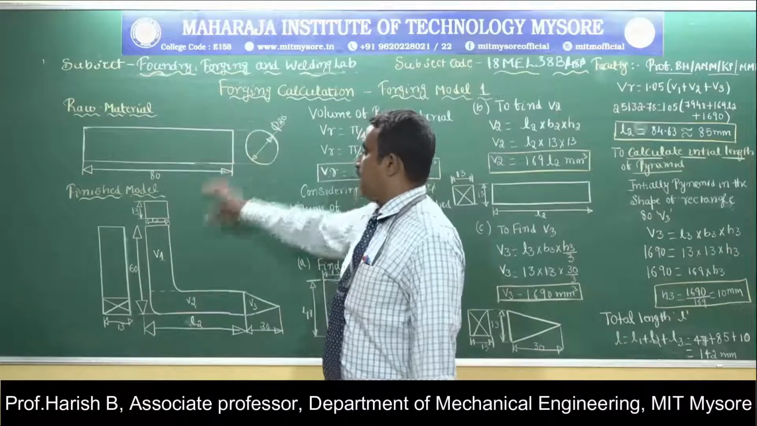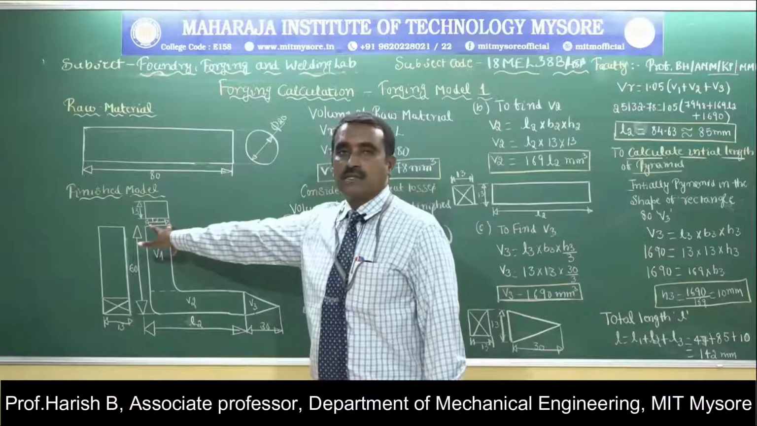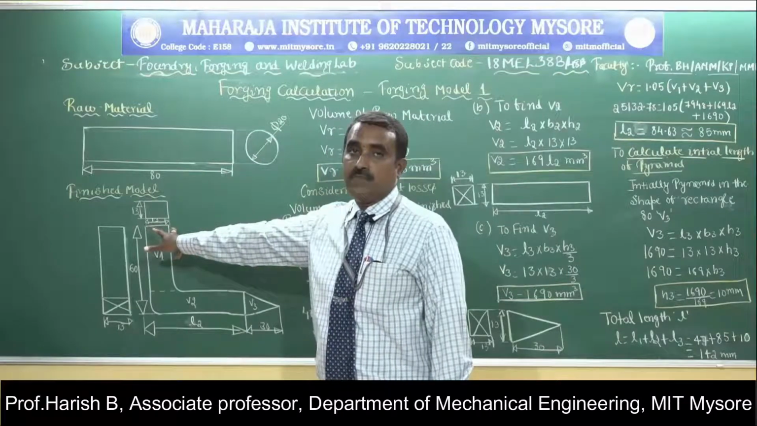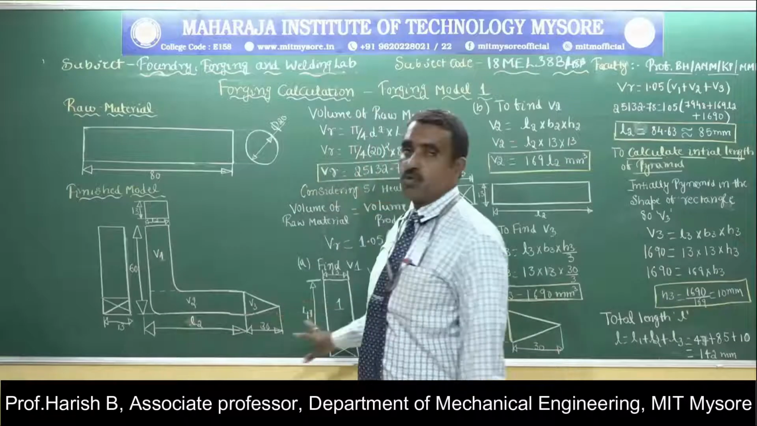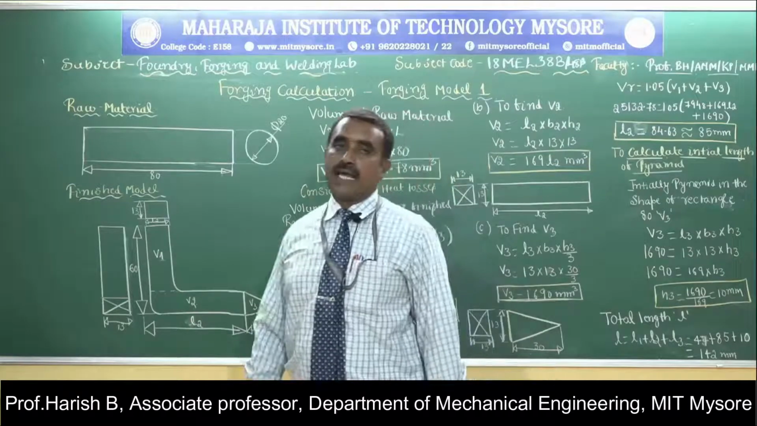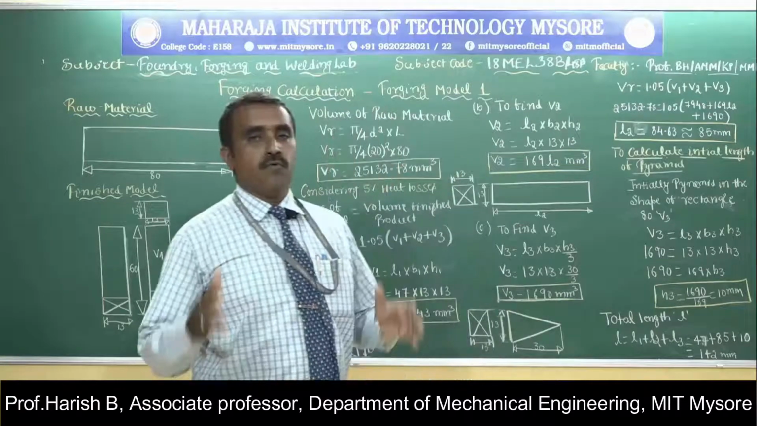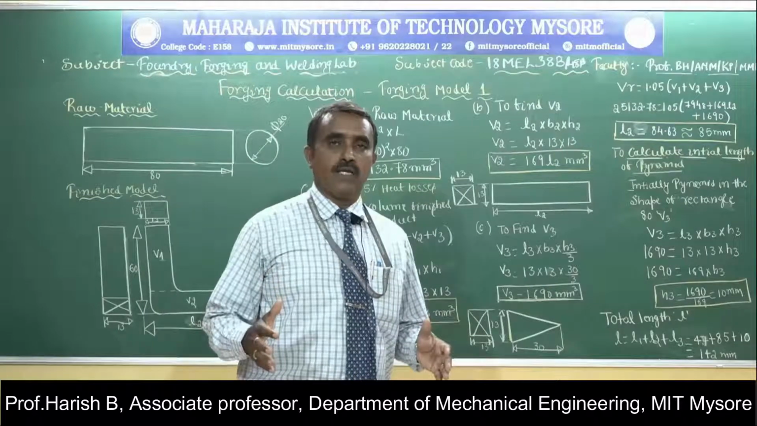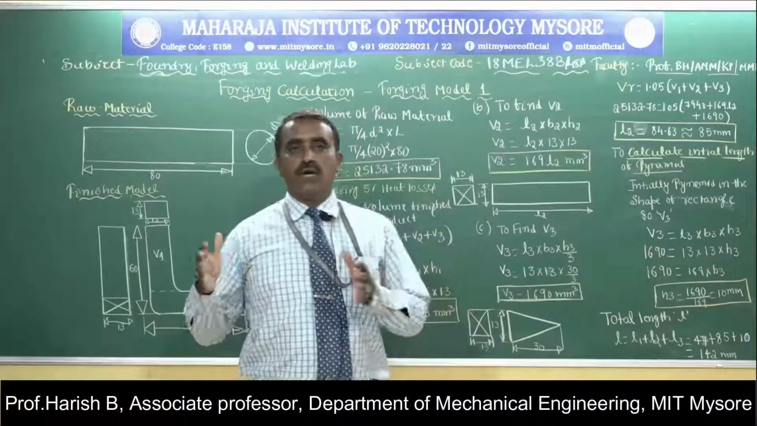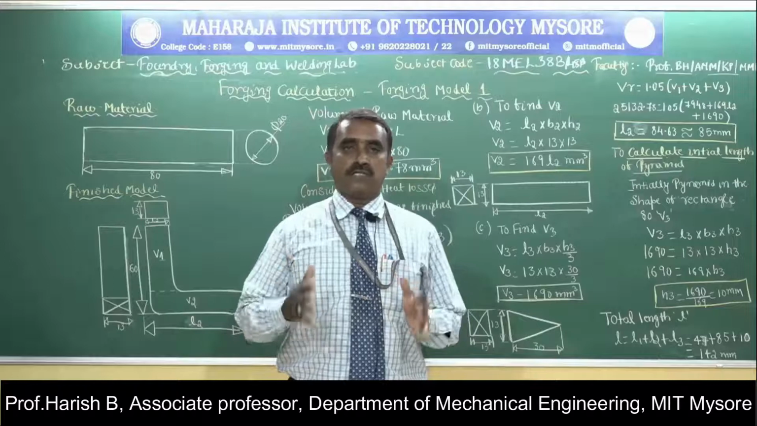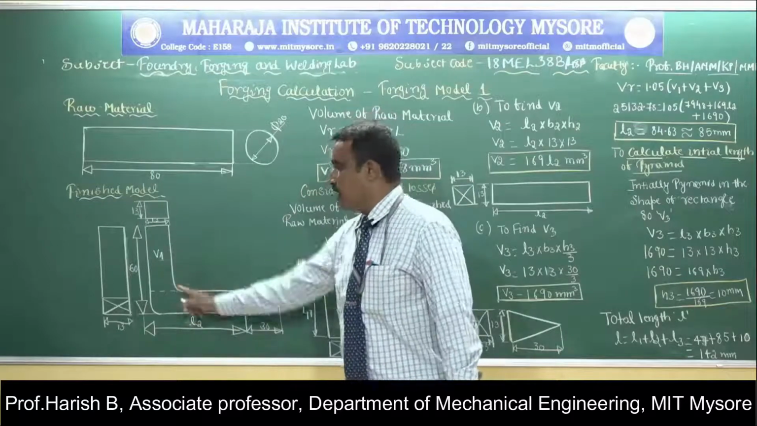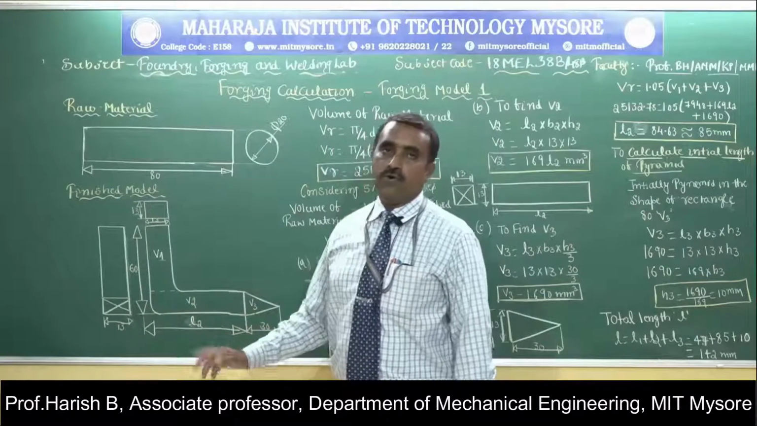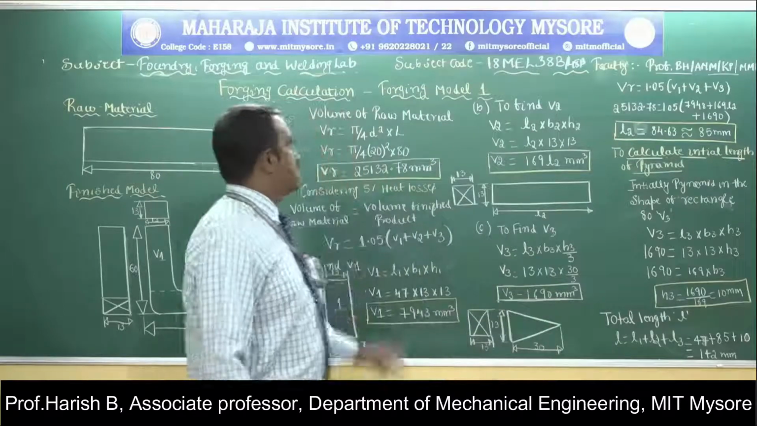The 20 mm dia should be reduced to 13 square. Then what should be the total length? For that we have to do the calculation. Whenever a finished figure is given, divide that figure into different cross sections. Here it is divided into 3 sections. Then we can start with the calculation.